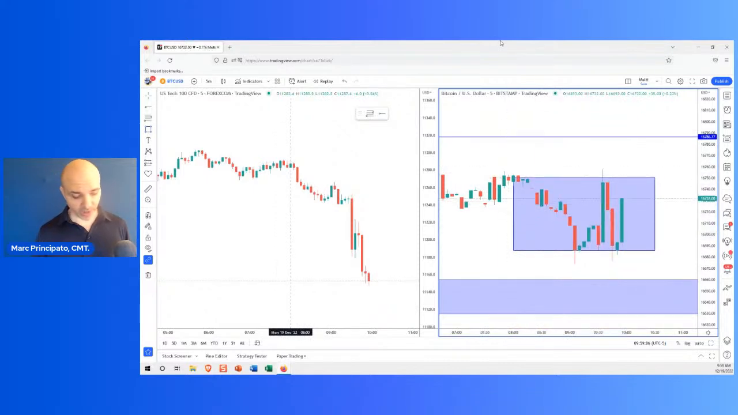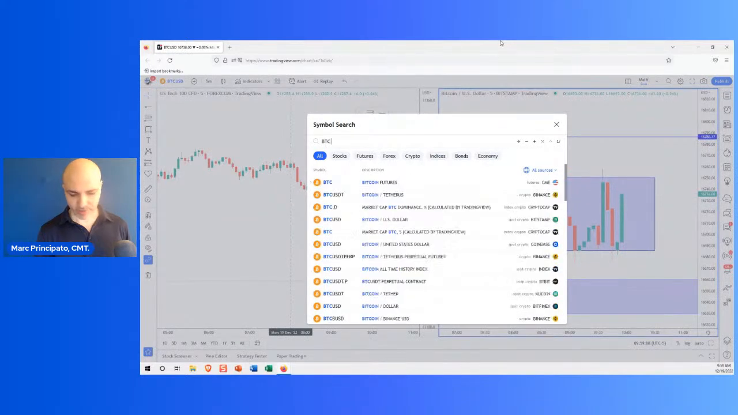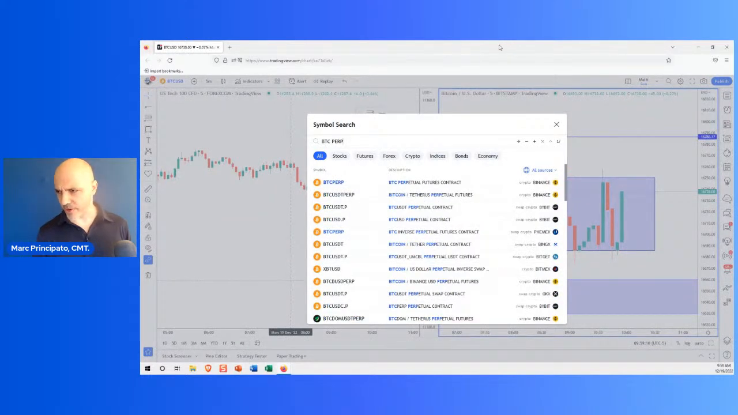So let's go now to the BTC perp chart. Okay, let's go to the perp chart here. And we're going to go to the Binance chart.